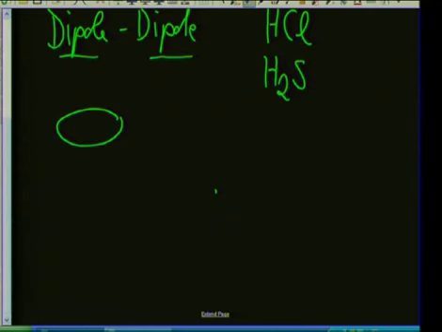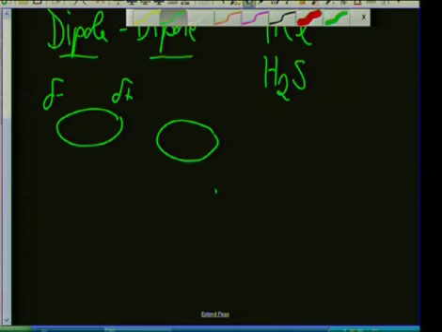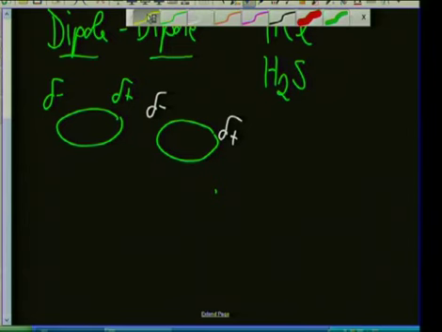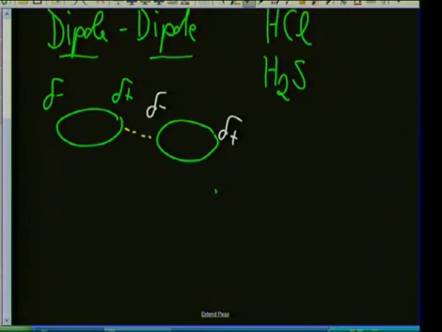So here's one molecule, here's another molecule. If this end is slightly positive and this end is slightly negative, then what you need to recognize is that as these molecules are moving around, what's most likely to happen is that the negative end of the second molecule will be attracted to the positive end of the first molecule. And so there will be a force of attraction between these two ends. And I filled in that force as a dotted line.